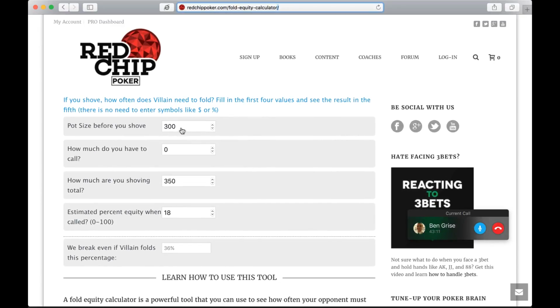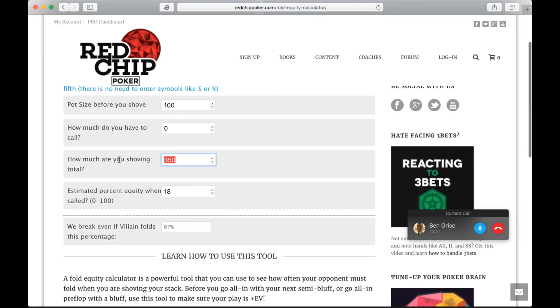So this is what I was talking about, right? If the pot is $100 and we decide to move all in, this number is irrelevant. So how much do you have to call? We decide to move all in for $50 and we have no chance of winning at showdown. Our opponent needs to fold 33% of the time, right? If we decide to move all in for $100 into a $100 pot, our opponent needs to fold 50% of the time, right? So this is a great way to just constantly double check that you're doing the math right in your head, and it'll clarify river situations for you quite a bit.